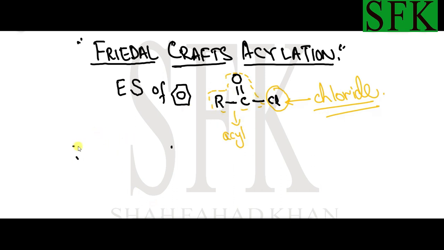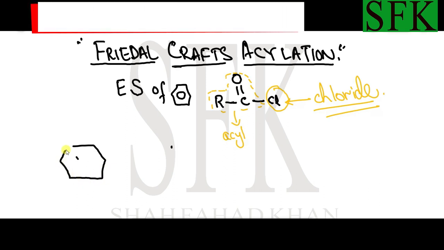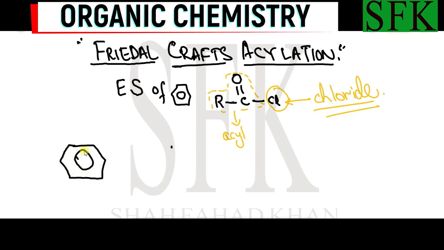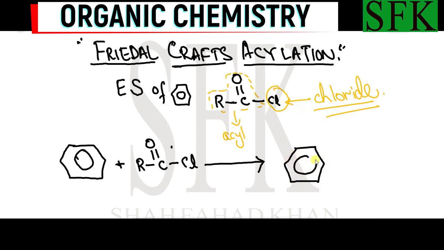So the general equation looks something like this. The benzene ring reacts with the acyl chloride, RC double bond OCl, and the acyl group gets attached to the benzene ring. This is the acyl group that has attached to the benzene ring, and the chloride turns out to be HCl. Chloride combines with the hydrogen which is removed from the benzene, forming HCl.